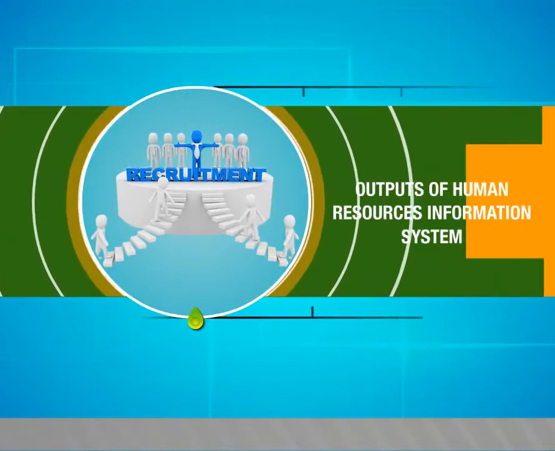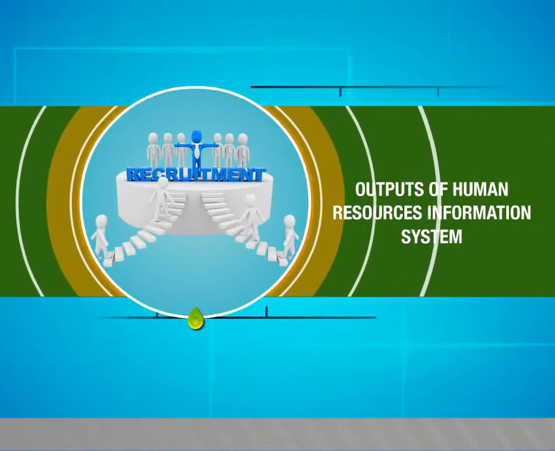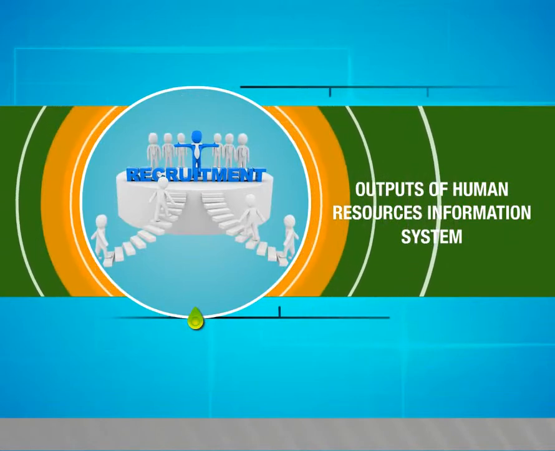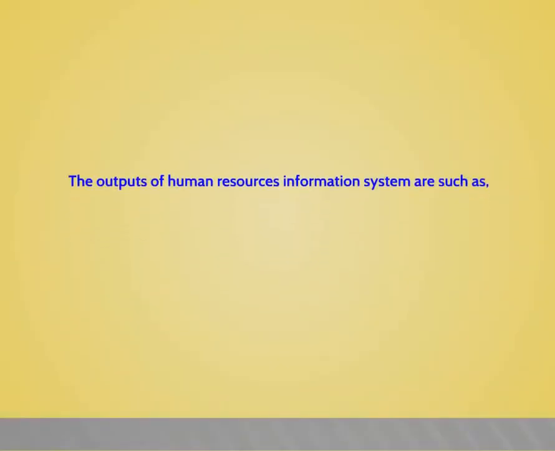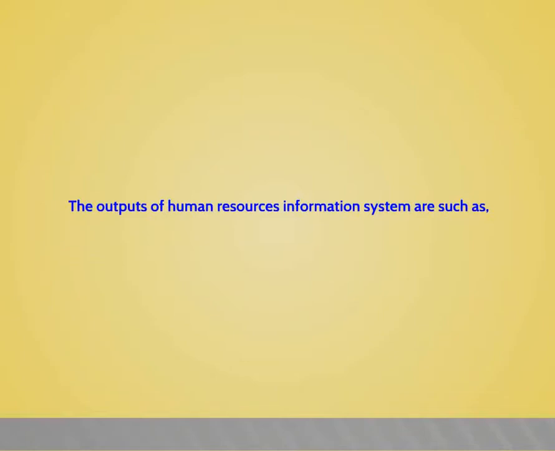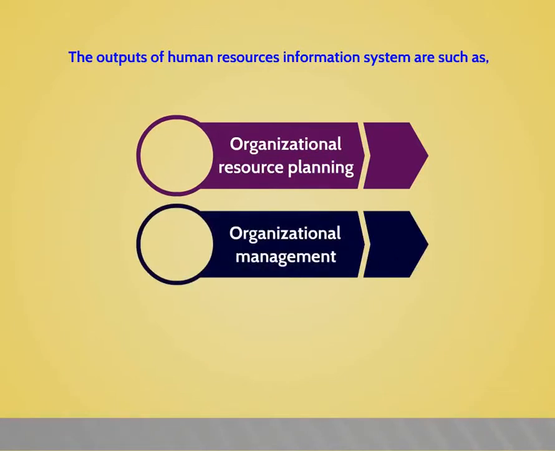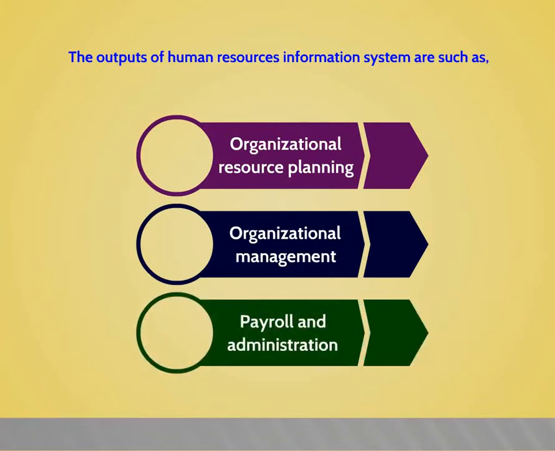Output of human resources information system data. In this video, we are going to see about output of human resource information system data. The outputs of human resources information system data are organizational resource planning, organizational management, and payroll and administration.